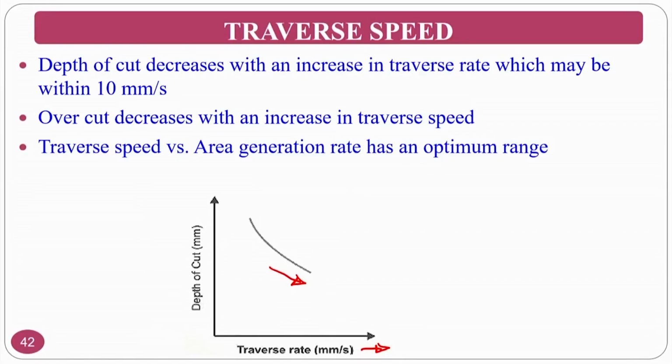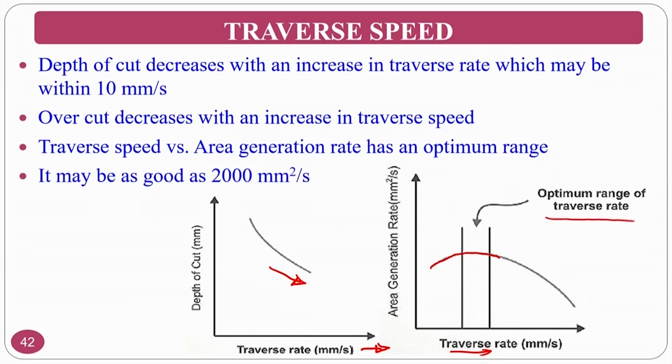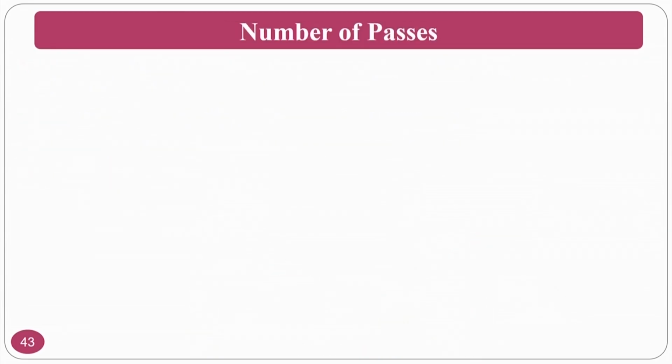So, traverse speed versus area generation rate has an optimum range. If you see the traverse rate versus area generation, that is how much area you are cutting. Initially it will be less, gradually it will increase, then it will decrease. So, as an operator, you have to choose the optimum range of traverse rate, so that if you operate in this region, you will get more and more depth of cut.